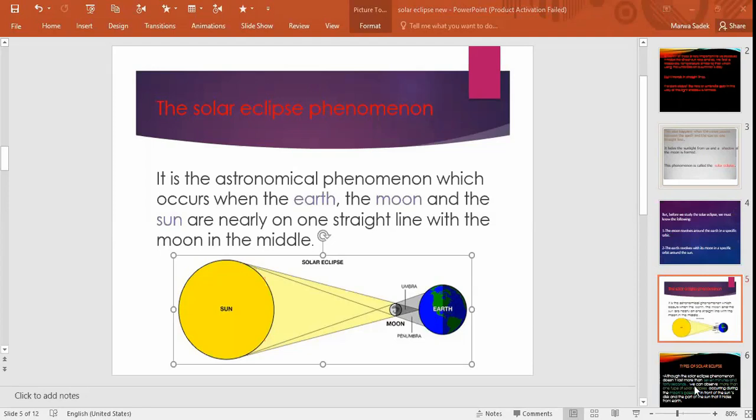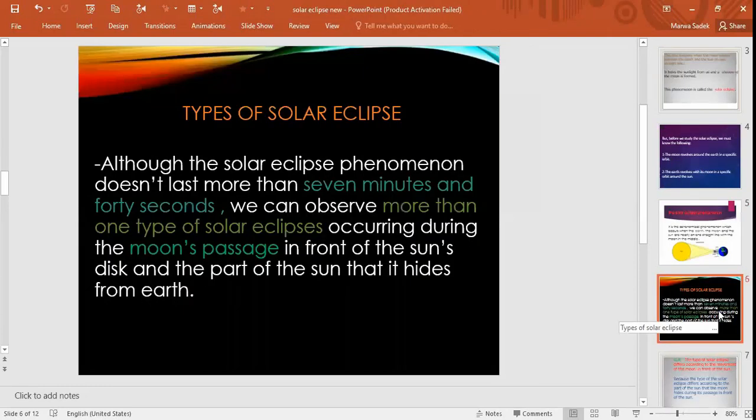The solar eclipse takes only 7 minutes and 40 seconds. Although the solar eclipse phenomenon doesn't last more than 7 minutes and 40 seconds, we can observe more than one type of solar eclipse, depending on the moon's passage in front of the sun's disk and the part of the sun that it hides from the earth.